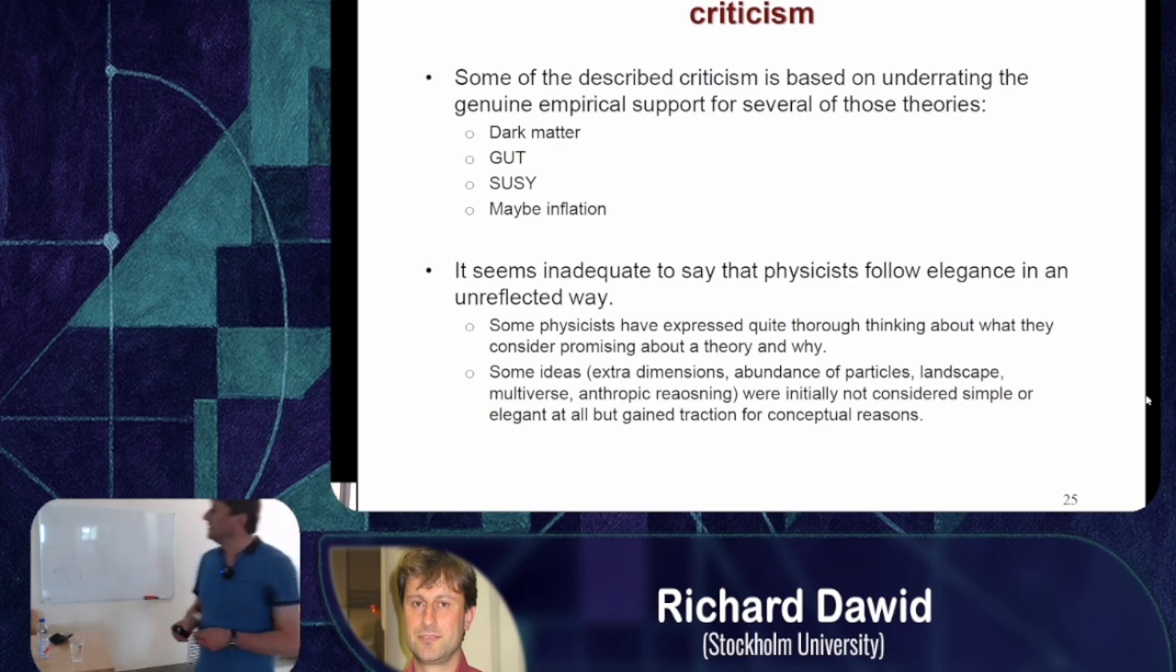I would point out that some of the described criticism is based on underrating the genuine empirical support for several of those theories. I have emphasized this empirical support yesterday in a number of cases, and it is important to understand that, even if one talks about proper empirical confirmation, so agreement between a theory's implication and data, there is a wide range of degrees of confirmation. If one acknowledges that, one sees that several of those theories under discussion here are to some extent empirically confirmed. Dark matter clearly is, grand unification clearly is, supersymmetry is to some extent, low energy supersymmetry to a lower extent, and maybe inflation is.